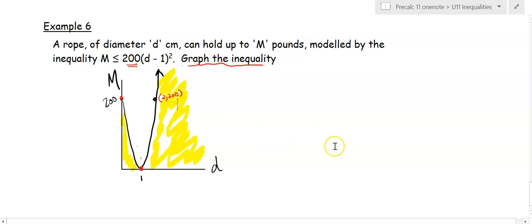All right, so last lesson in this chapter, graphing quadratic inequalities in two variables.